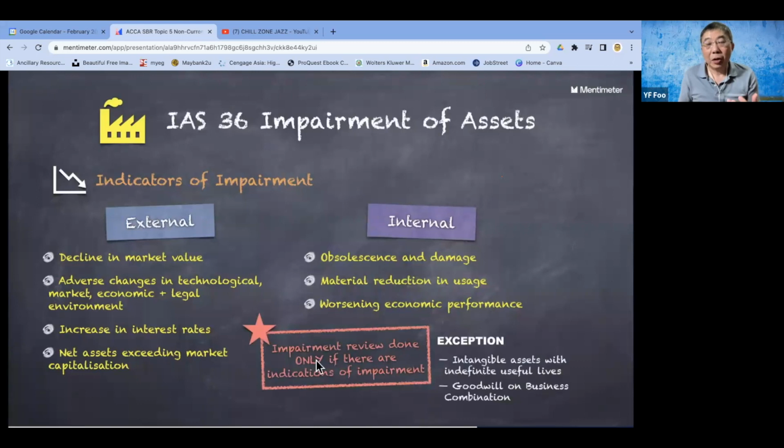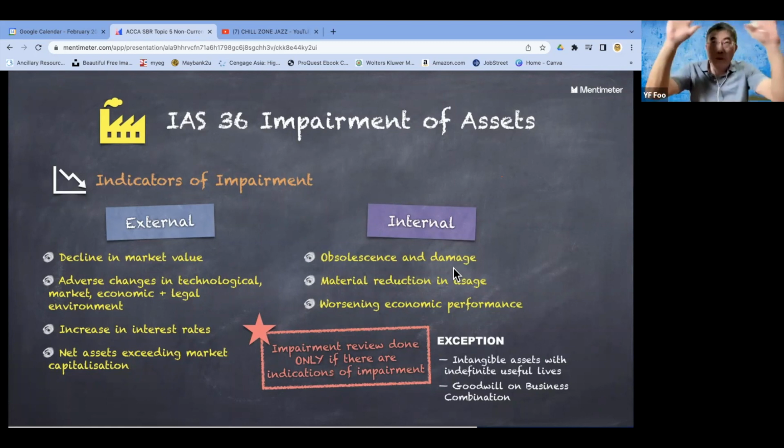But remember, the first step in an impairment exercise is to look for indicators. If there are no such indicators, then you don't have to do anything. You don't have to do any calculation or compare anything. So impairment review is done only if there are indicators or indications of impairment through external or internal factors. Only if you find indicators that give you a suspicion of an impairment do you go and do an impairment test or an impairment review.